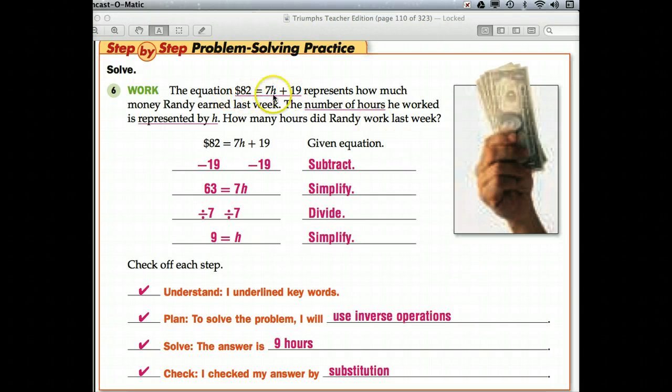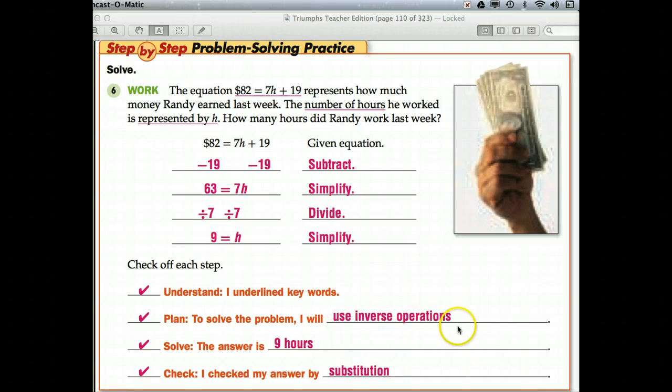Our keywords are our equation. We're wanting to know the number of hours that is represented by h. So there's our equation, knowing that h represents the number of hours. This one's sort of backwards from what we're used to working. So we're going to subtract 19 from both sides, and then we're going to divide both sides by 7. So the number of hours he worked was 9 is what we found out.